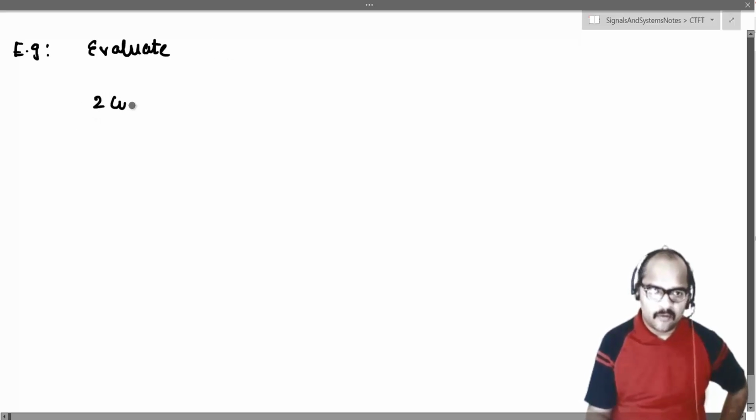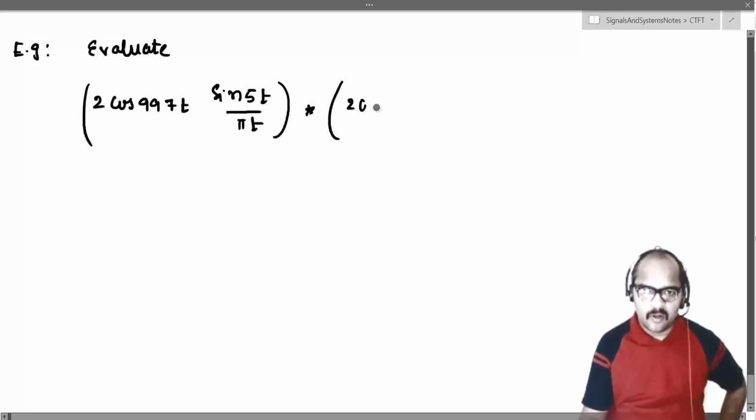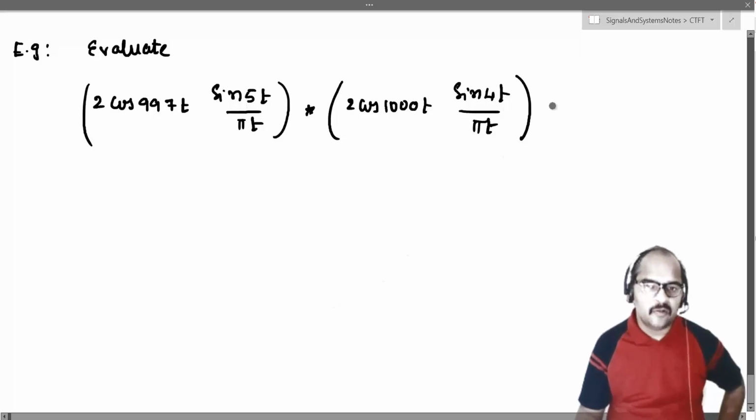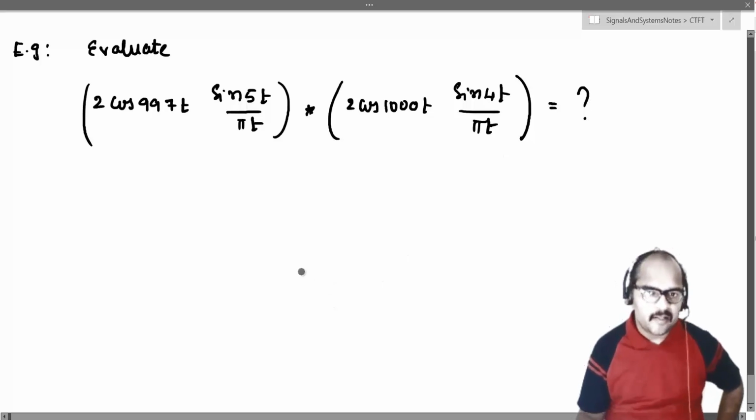2 cos of 997t multiplied with sine 5t divided by pi t, and this is convolved with 2 cos of 1000t multiplied with sine 4t divided by pi t. So we want to evaluate the convolution of these two signals. Definitely it involves a few properties, we will see them one by one.